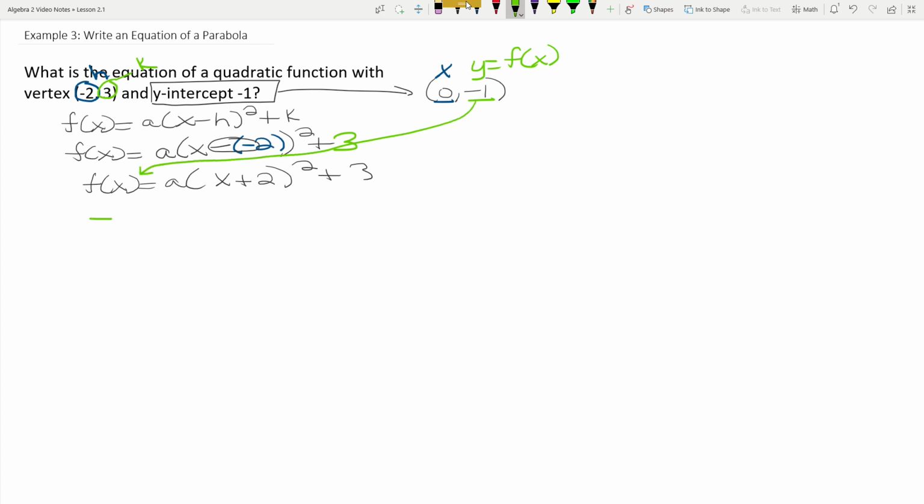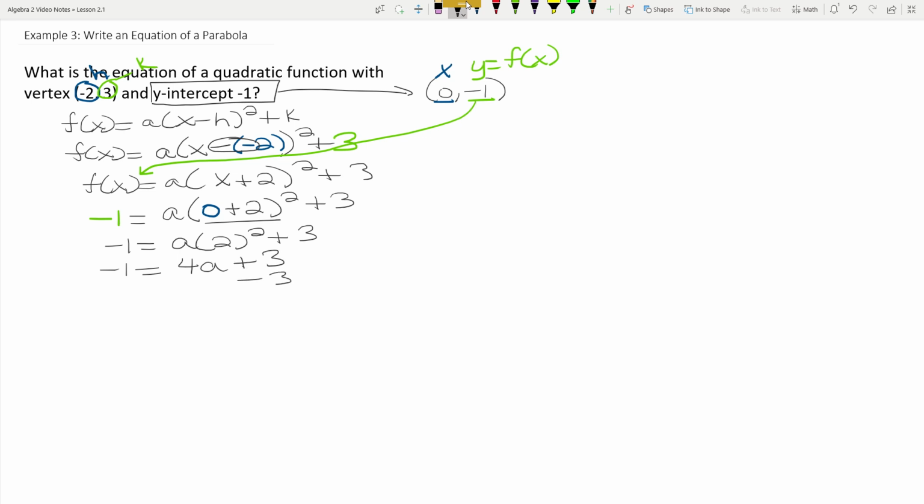So we know that this is going to be plugged in for f of x. So we got negative 1 equals a times, x is now going to be replaced with 0, so we got 0 plus 2 squared plus 3. All right, so we're going to combine these. 0 plus 2 is simply 2. So we got a times 2 squared plus 3. So 2 squared is 4. So we got ourselves 4a plus 3.